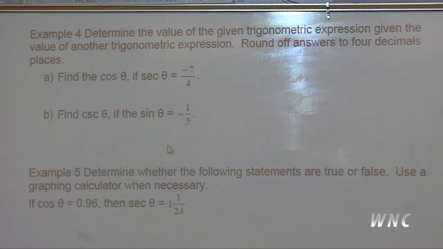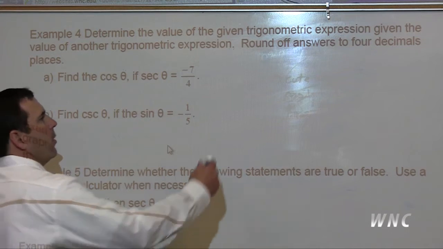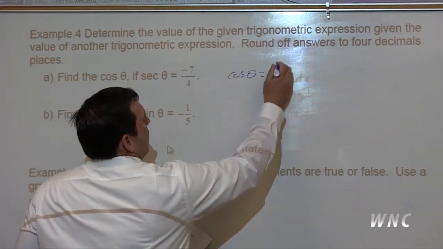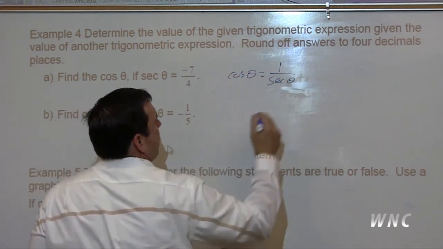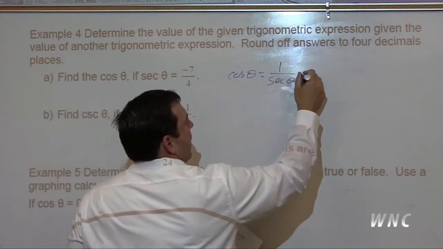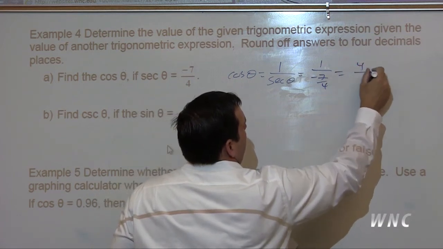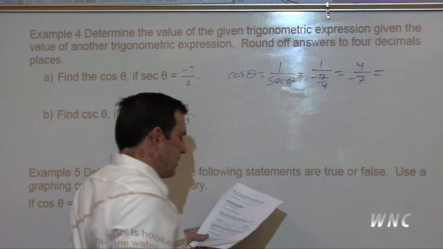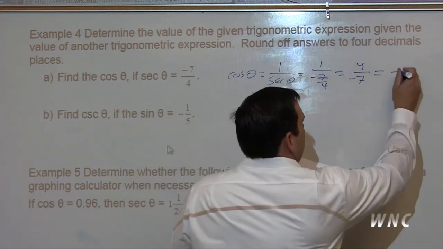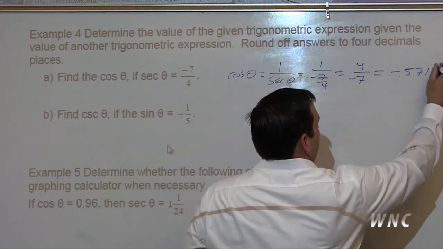Example 4, determine the value of the given trigonometric expressions given the value of another trigonometric expression. Round off answers to 4 decimal places. So we're going to find cosine theta if secant theta is -7/4. Well, cosine theta is going to be 1 over secant theta because they're reciprocals of each other, which is 1 over -7/4, which is 4 over -7. As a decimal, that'd be -0.5714.